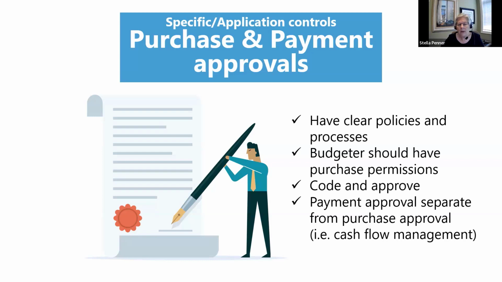Normally, if you have a program manager or a mid-level manager that is responsible for preparing their budget, they should also have permission to approve purchases within their budget. And I would recommend that the person approving also do or check the coding to make sure that the expenditure is coming out of the intended budget line.